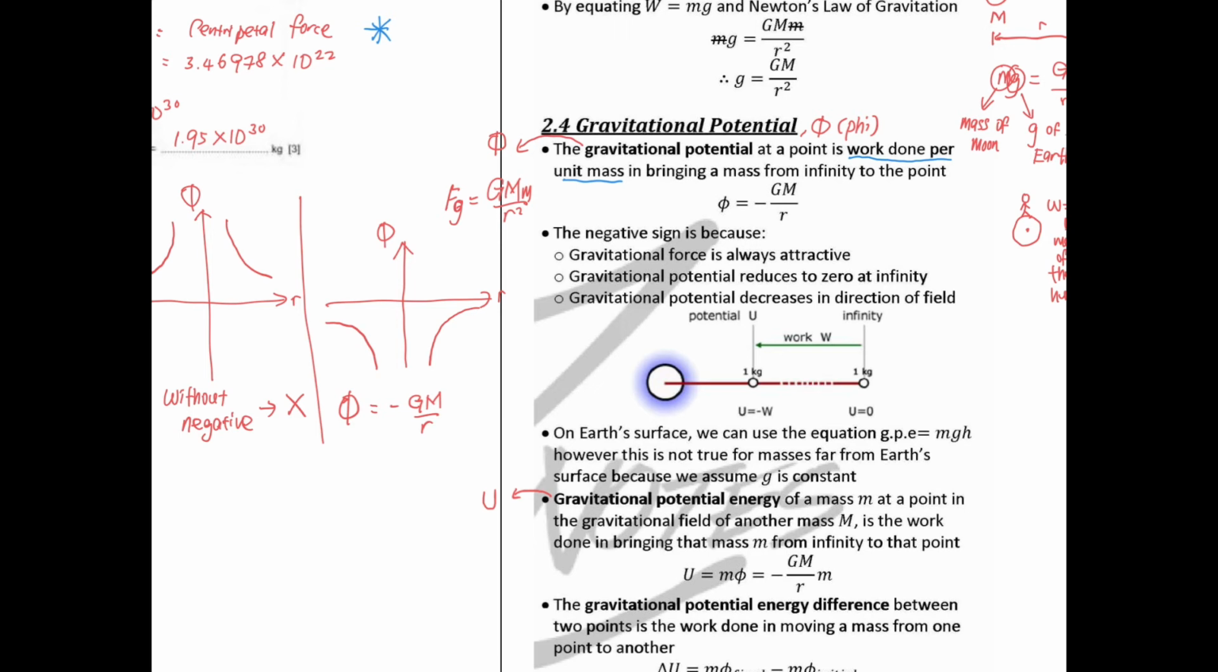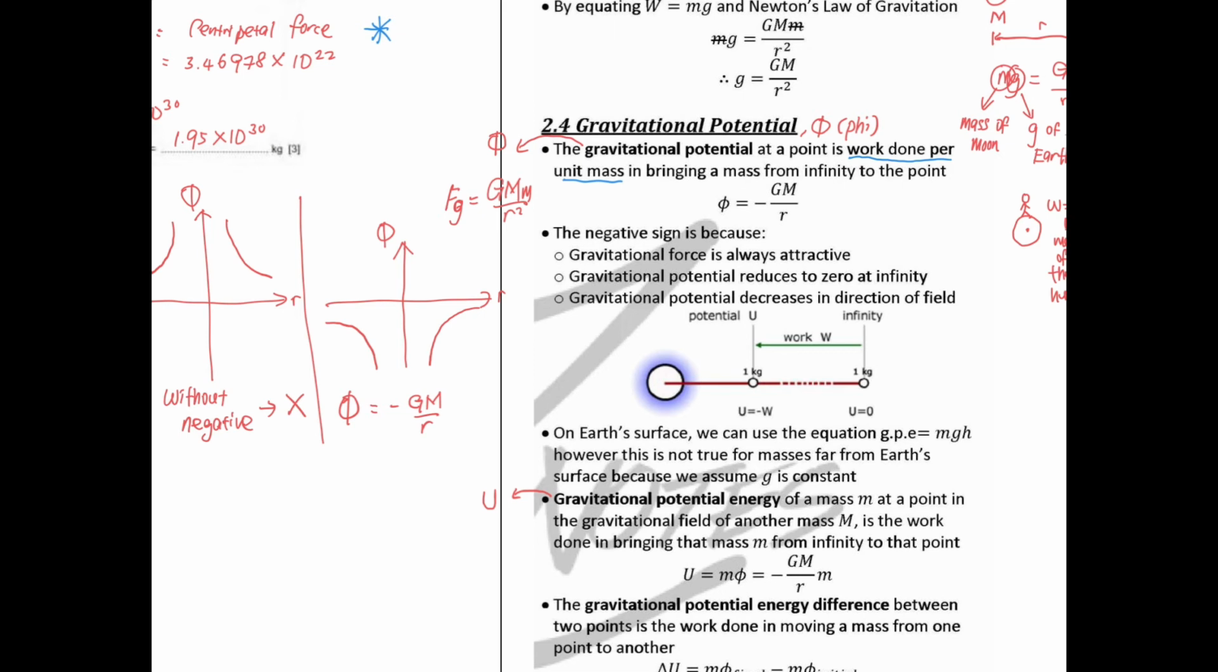That means how much joule is used to bring 1 kg from very far away to a particular point. That is gravitational potential. Work done means in joule, right? So how much joule is used to bring a 1 kg mass from infinity to a particular point? That is gravitational potential. But gravitational potential energy is not limited to 1 kg. It is any mass, an object of any mass.